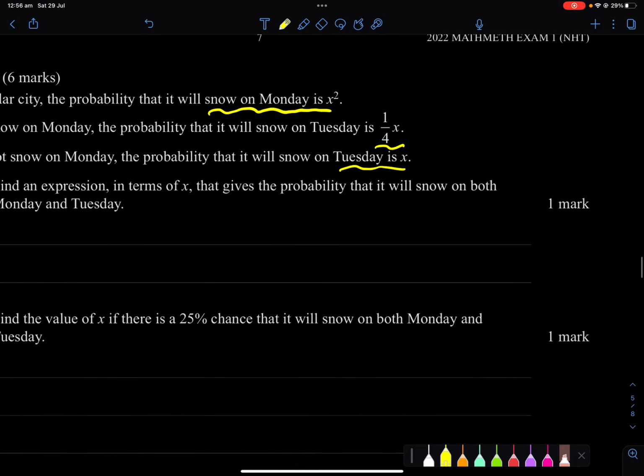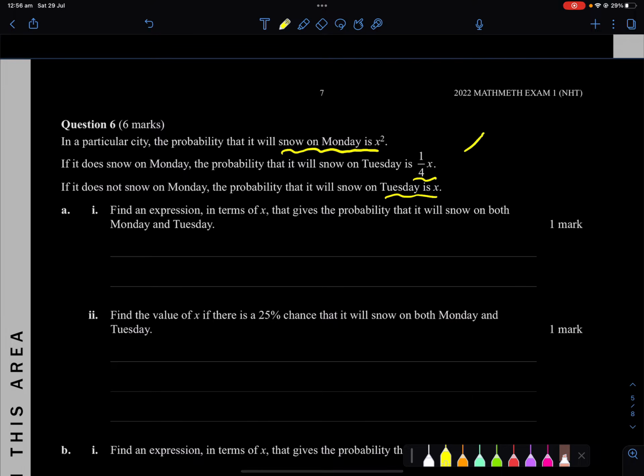Okay. Let me just draw a tree diagram, making it easier. On Monday, if it snows, we'll say SM, which is snow Monday, and NM means not snowing on Monday. Then the next branch is, if it does not snow on Monday, the probability that it will snow on Tuesday. So we say ST, snow on Tuesday, and NT, not snowing on Tuesday.